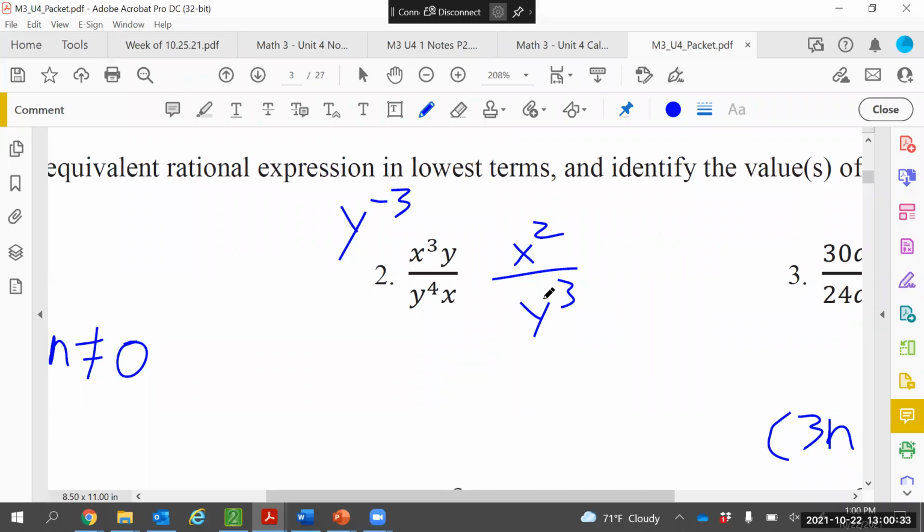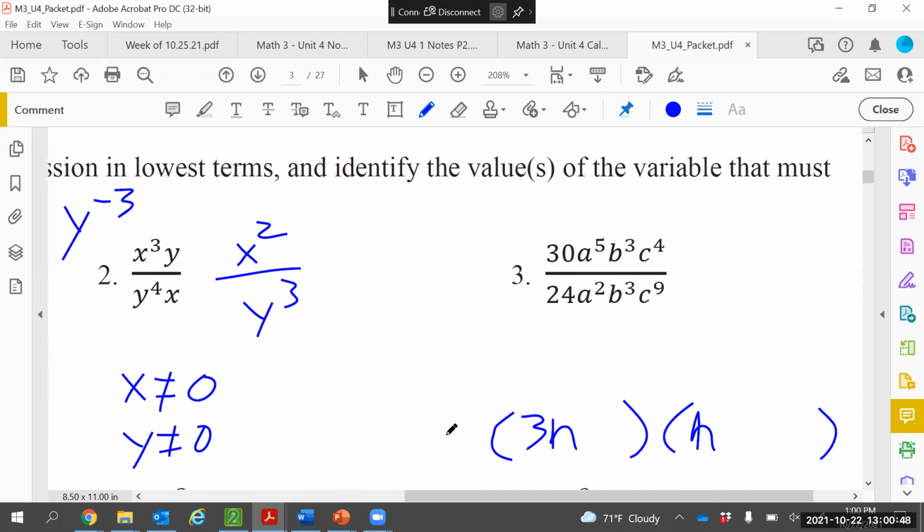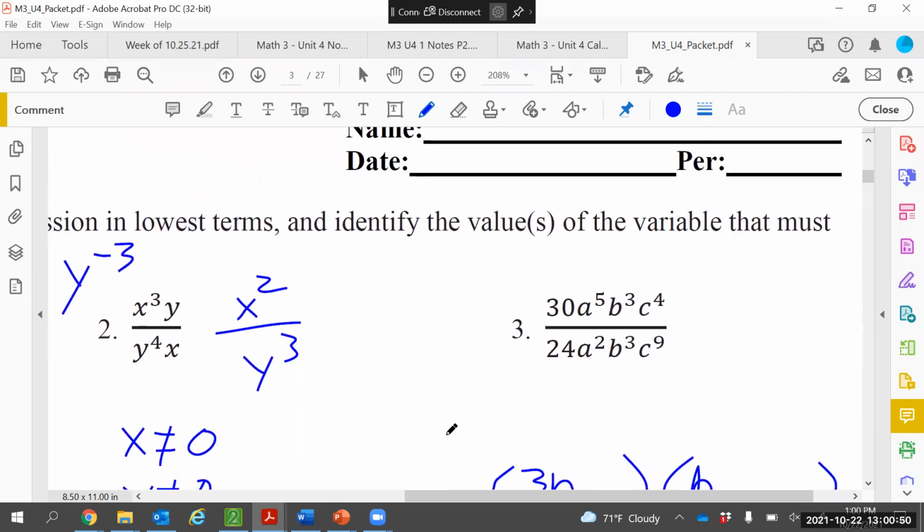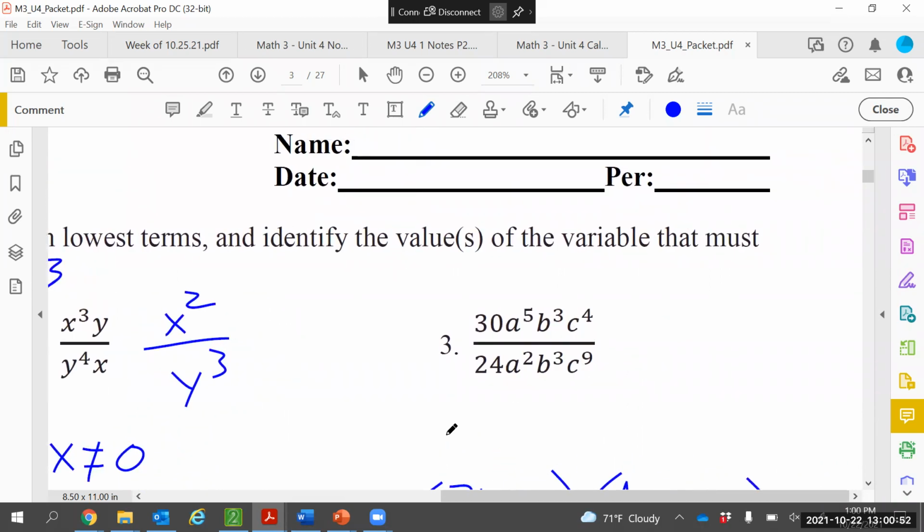Now we need the excluded values again. What can my variables not equal? Sydney, what would our excluded values be? X cannot equal 0, y cannot equal 0. There's my answer for number 2. And then number 3, see a little bit of what's going on there for later. Let's reduce number 3 here.